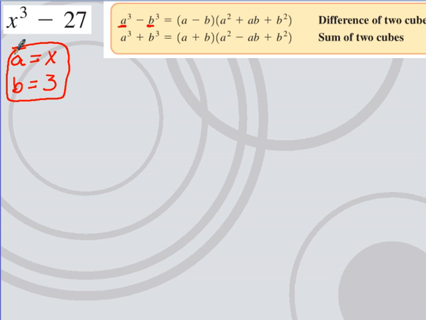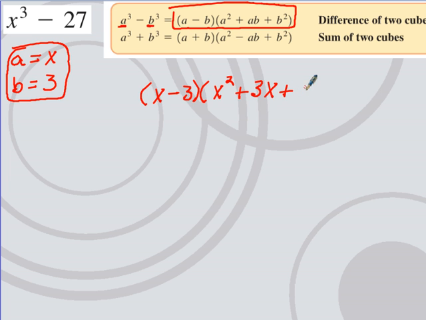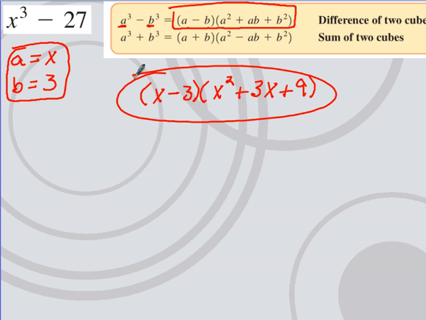If you can do that, you're finished. If you can identify what's being raised to the third here, and what's being raised to the third here, which is what I just did, my a value in my formula is x. My b value is 3. Now what do I do? I take this formula. Everywhere I have an a, I put an x. Everywhere I have a b, I put a 3. Done. So this factors into a minus b times a squared plus a times b plus b squared. Finish. Difference of cubes.